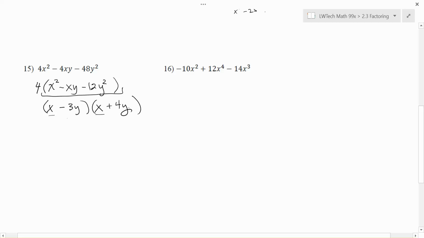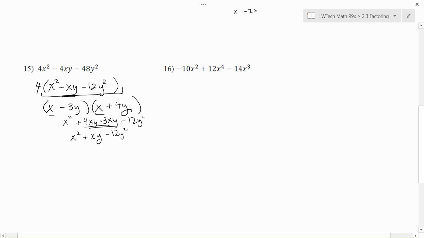So here when we do our multiplying, when we do the firsts, we end up with x squared. Outsides we get plus 4xy, insides we get minus 3xy, and then for the lasts we get minus 12y squared. Putting the middle terms together, we get 1x squared y, which is almost what we wanted.